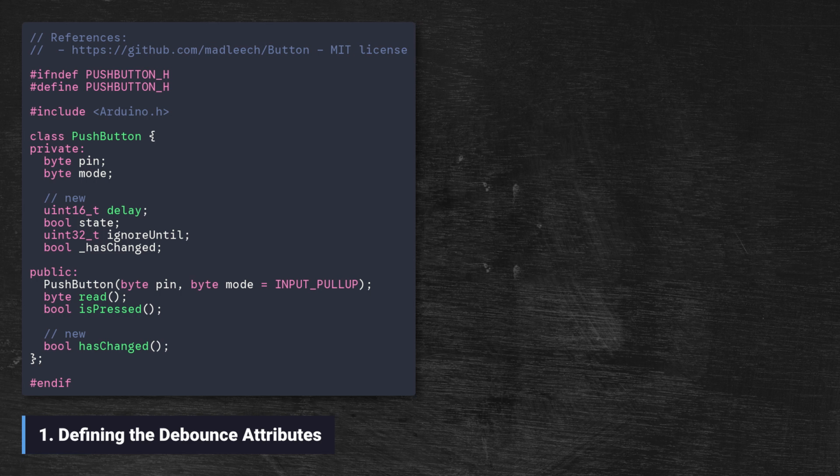Next is ignoreUntil. This is the timestamp. Purpose: it records the exact point in time when the program is allowed to start caring about button state changes again. Finally, _hasChanged. This is a status flag. Purpose: it marks that the button state has just flipped from high to low or vice versa. And in this class we have a new method called hasChanged.